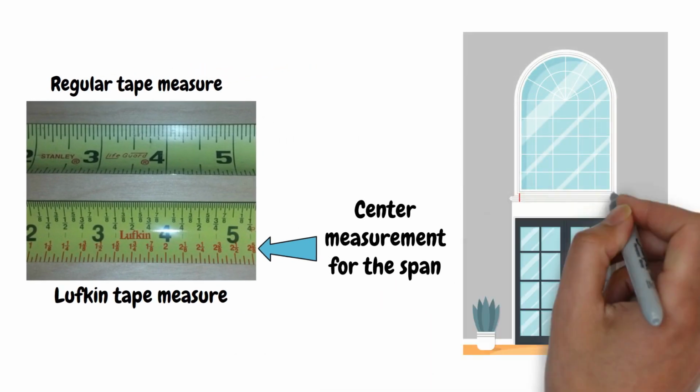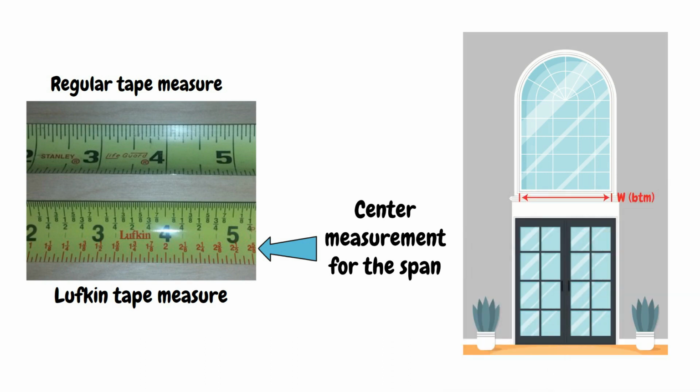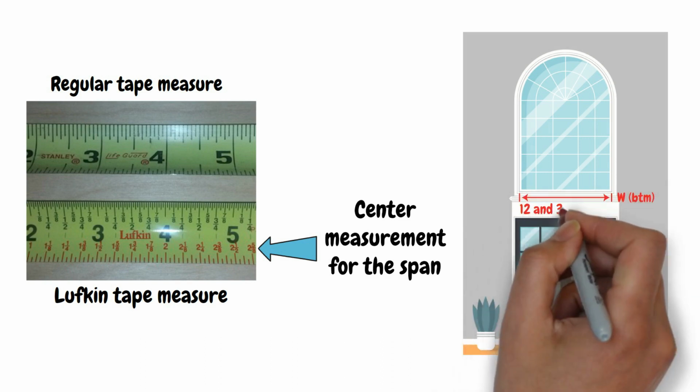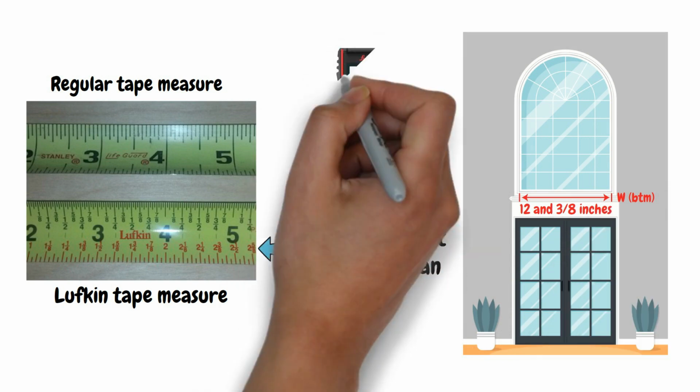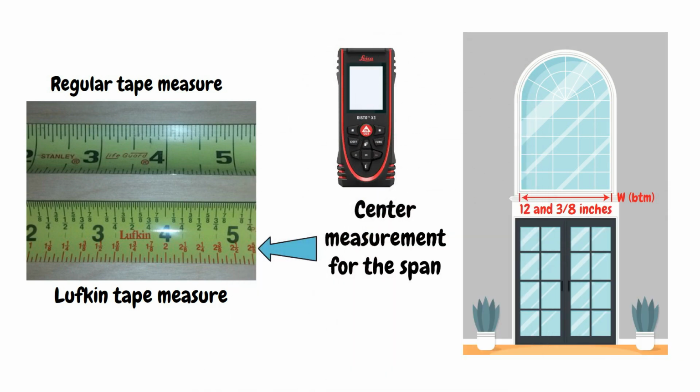So for an arch, you simply measure the bottom width and read the red dimension. If it says 12 3/8 inches, then you know to put your laser device exactly at the 12 3/8 inches mark on the tape and shoot the vertical height dimension H.